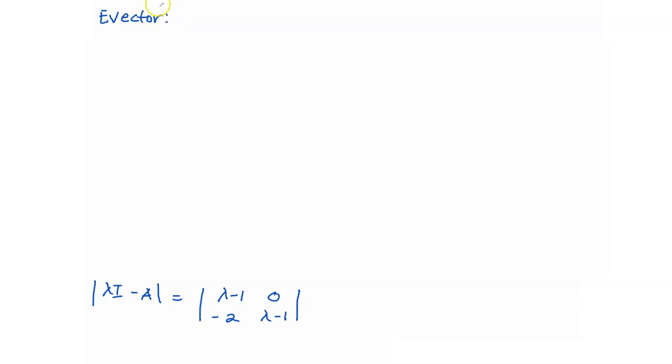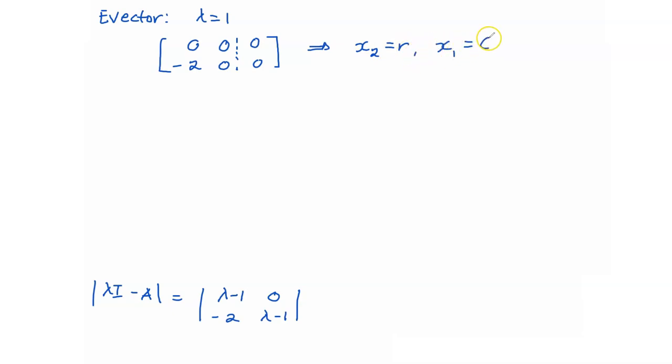We now get the corresponding eigenvector. So we replace lambda with 1. We are solving the system 0, 0, 0, negative 2. This means that x2 is a free variable and x1 is equal to 0. So therefore, the eigenspace of A corresponding to the eigenvalue 1, I will be using this notation to show that I am referring to the eigenspace of the matrix representation, is of the form (0, r), where r is any real number.